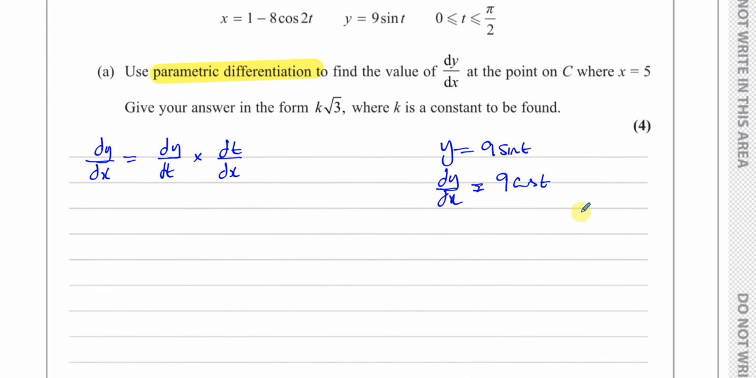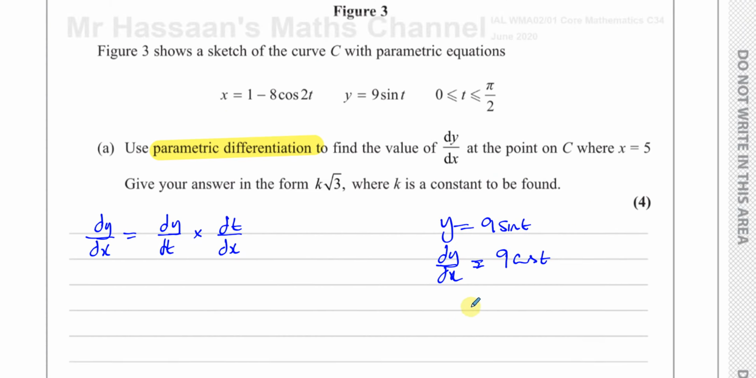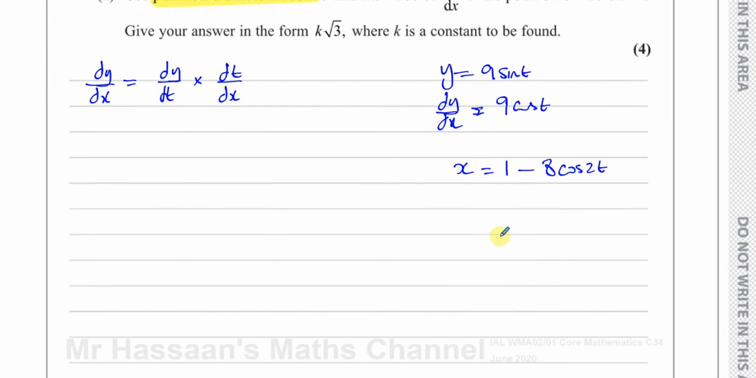Then we have to find dt/dx, but let's find dx/dt first because that's easier. We have x equals 1 minus 8 cosine 2t. Making t the subject is going to be a big hassle, so we're going to find dx/dt and then use its reciprocal. To differentiate, the 1 becomes 0, because it's added and not multiplying. Minus 8 stays as it is because it's multiplying, so it's minus 8 cosine 2t.